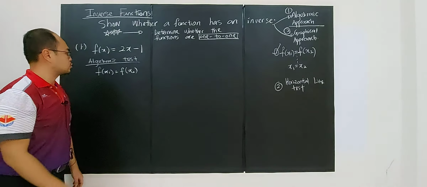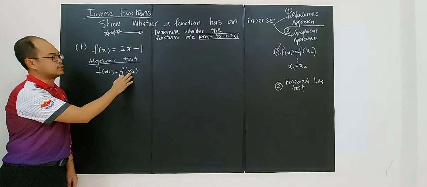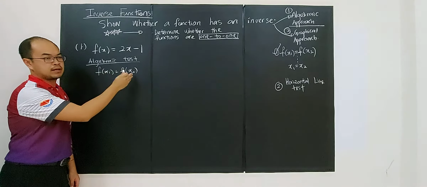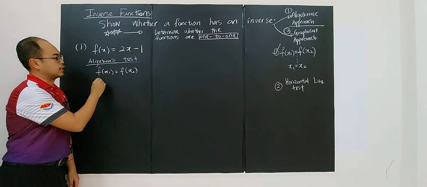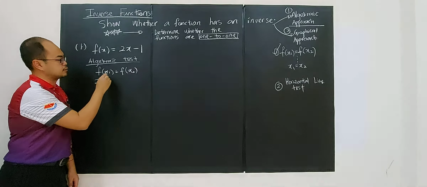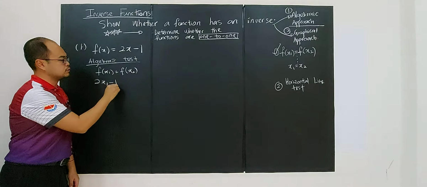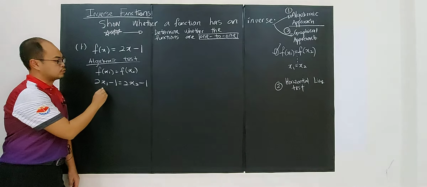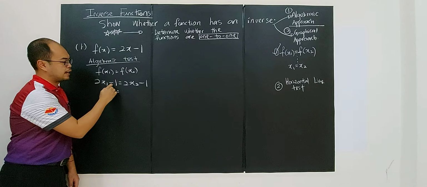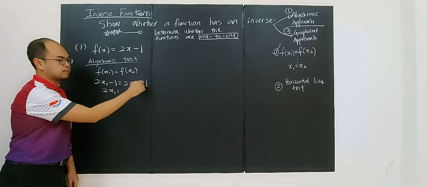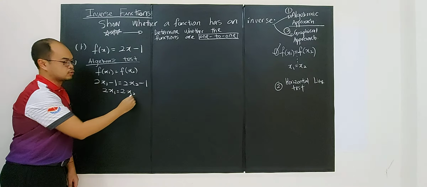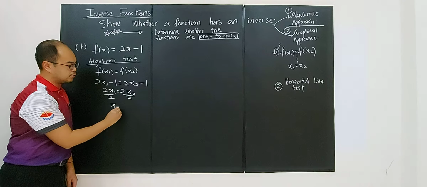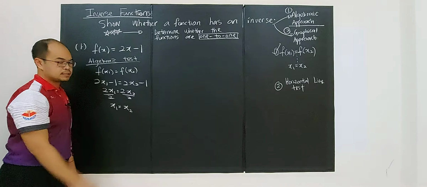f(x1) equals f(x2) means we assume that x1 is not the same as x2, but these two values produce the same value of y. So you substitute x1 into this function, and you have 2x2 minus 1. Then solving: 2x1 minus 1 equals 2x2 minus 1, add 1 to both sides, then you have 2x1 equals 2x2. Divide both sides by 2, and finally you find that x1 equals x2.